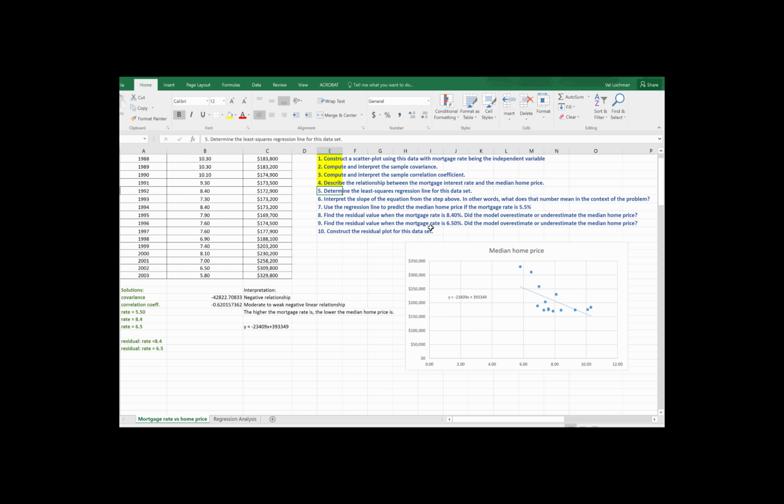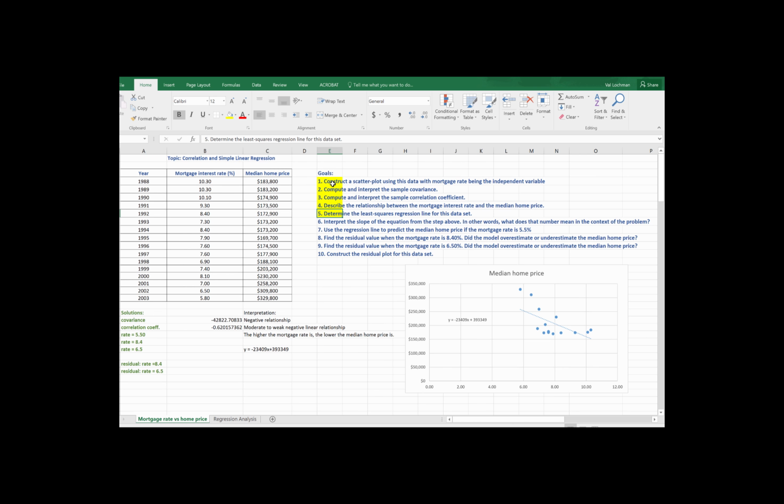You never have to do this part by hand. Okay, and I'll show you another way of doing it. So this part is done too. Okay, so far we got this part. Okay, interpret the slope of the equation from the step above. In other words, what does the number mean in the context of the problem?